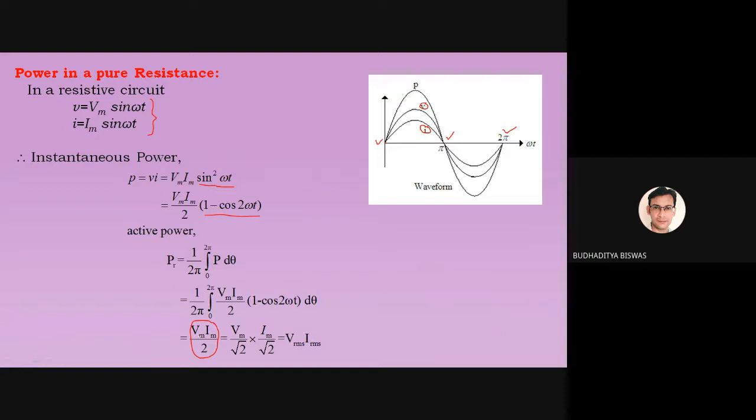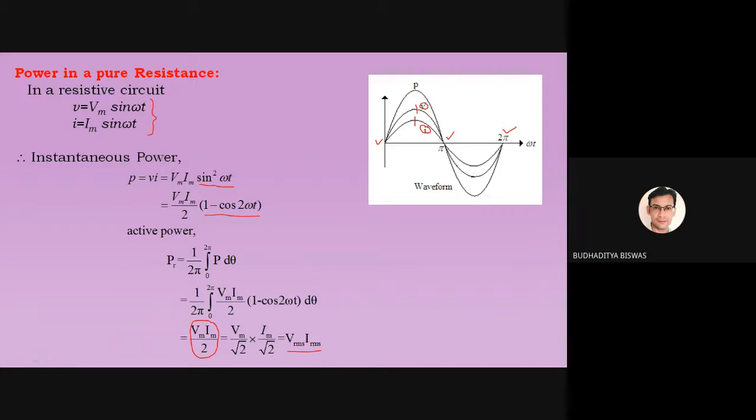Now we can rewrite this expression as Vm by root 2 into Im by root 2. So obviously that is valid. What is Vm? Vm means the maximum value, that peak value is called the Vm. That particular peak value is called the Im. So if we divide the peak or the maximum value by root 2, we will get the RMS value. So in case of a resistive circuit, the power is nothing but the multiplication of Vrms into Irms.